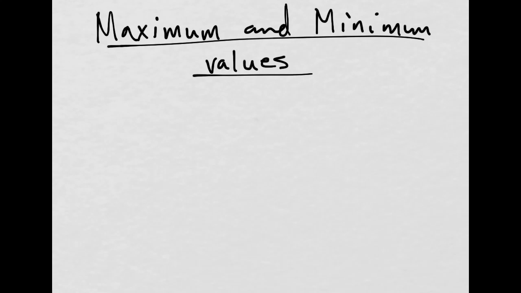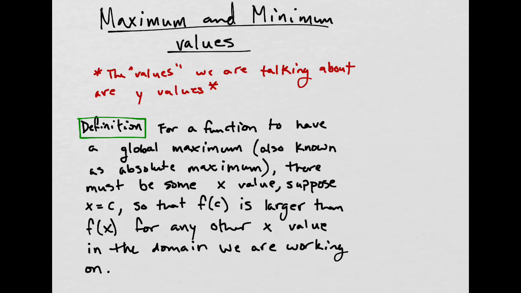Today we look at the maximum values, also minimum values. It's just what it sounds like it means. The highest values on a graph and the lowest values on the graph. When I say maximum or minimum values, we're talking about y values. That's a lot of writing. The values that we're talking about are y values. I said that just now.